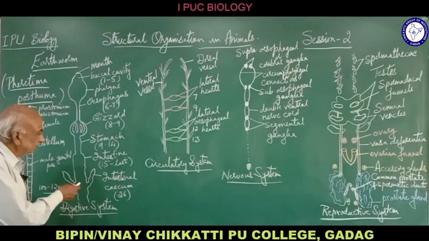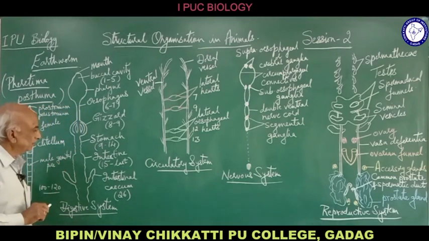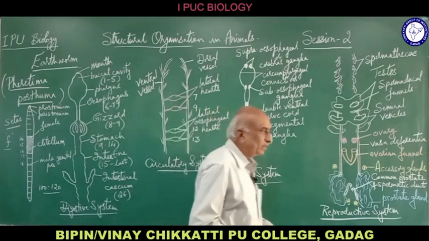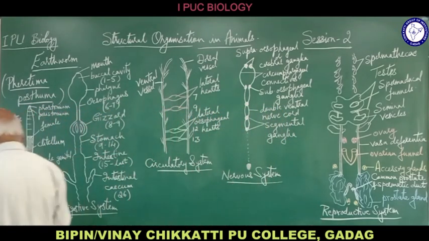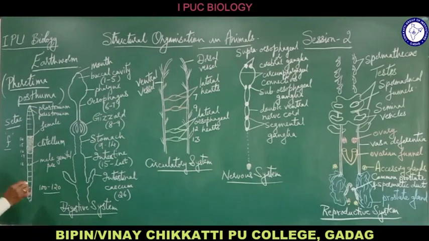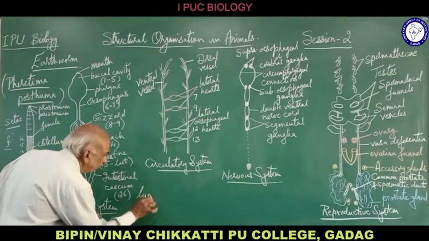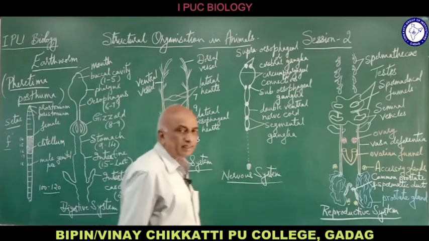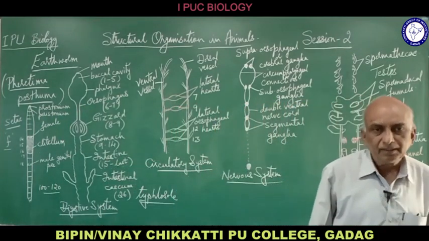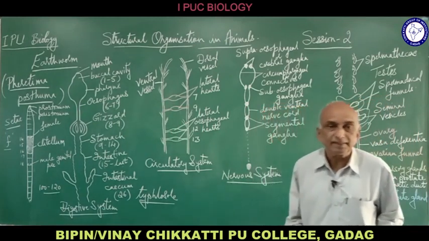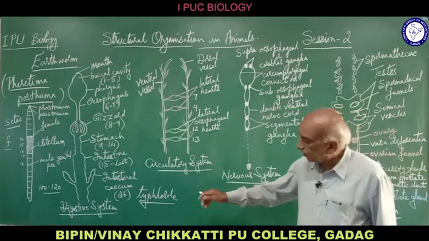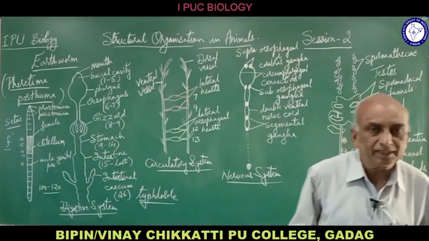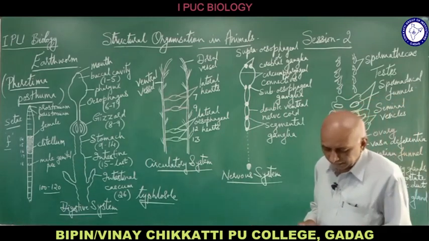Similarly, in the intestine of the earthworm, there are certain folds. These folds are called typhlosoles. The typhlosoles are the foldings which are present in the intestine. That means they increase the surface area, and the typhlosoles help to absorb more food in the small intestine, or sorry, in the intestine of the earthworm.